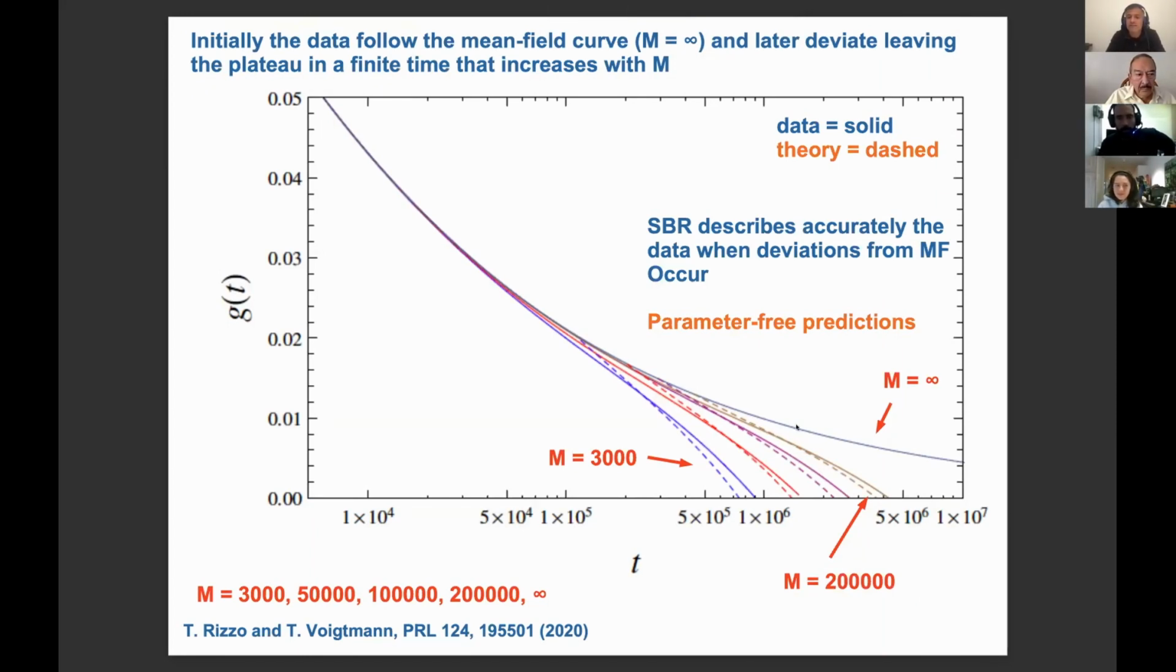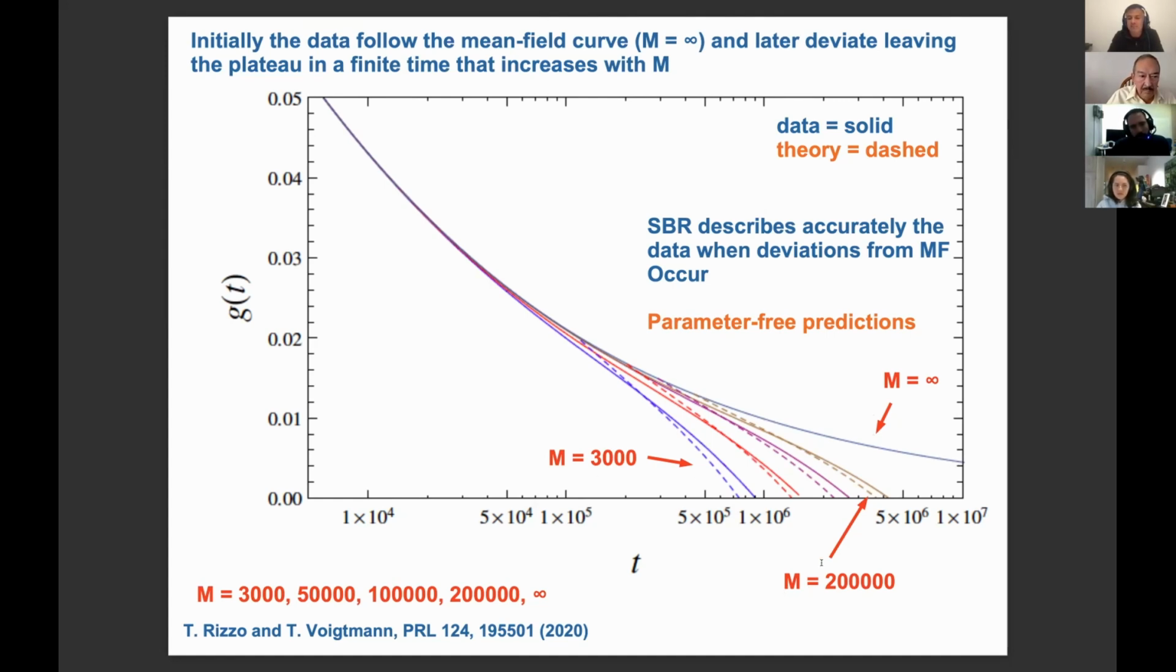So the solid lines are simulations on this model, and we are sitting at the critical temperature of the beta lattice of the model, 0.48. And you see that when M goes to infinity, this G(t), defined as the deviation from the plateau value, never escapes the plateau. You are on the beta lattice, and it approaches the plateau value with a power law.